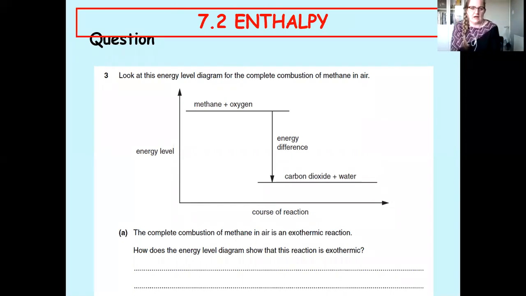So you get given an energy level diagram for the complete combustion of methane in air. So we've got methane plus oxygen as our reactants. And so sometimes people like to label things like that on. That is fine. You can do whatever you want to these during the exams if it helps you. So you might want to label on your reactants. Some people do, some people don't.